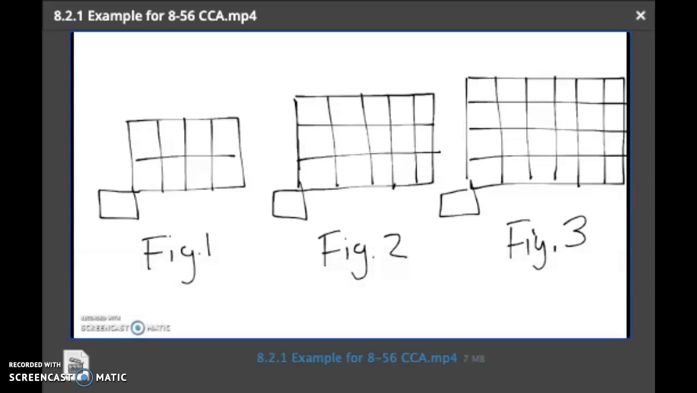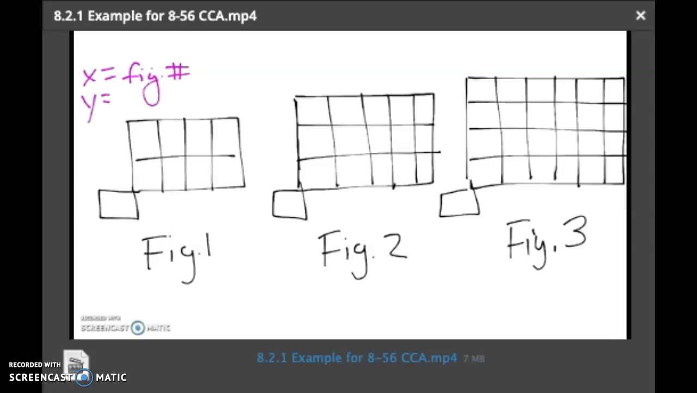Next, you're going to do problem 856, and this is an example to help you figure out how to do that problem. So the directions say that we are supposed to find an equation to represent this tile pattern, okay? So we're given some figure numbers and then what the tiles look like. So just keep in mind that X represents our figure number, and Y represents the number of tiles in each figure.